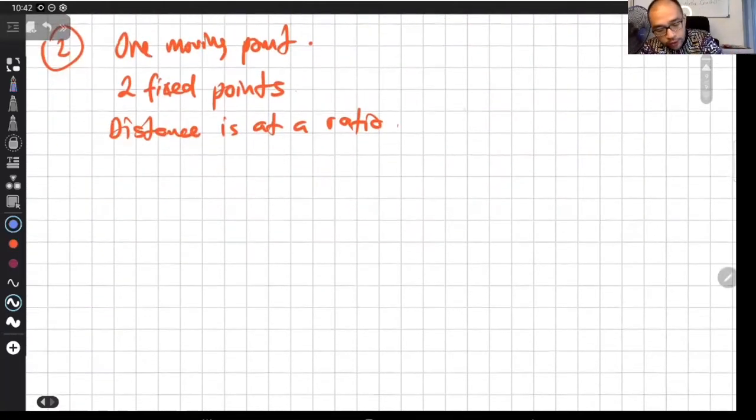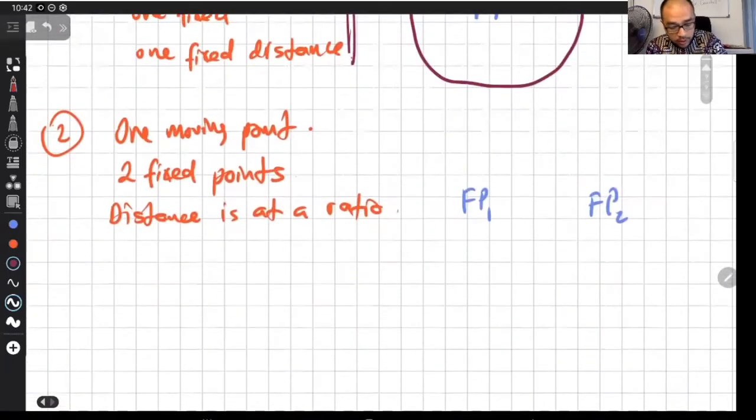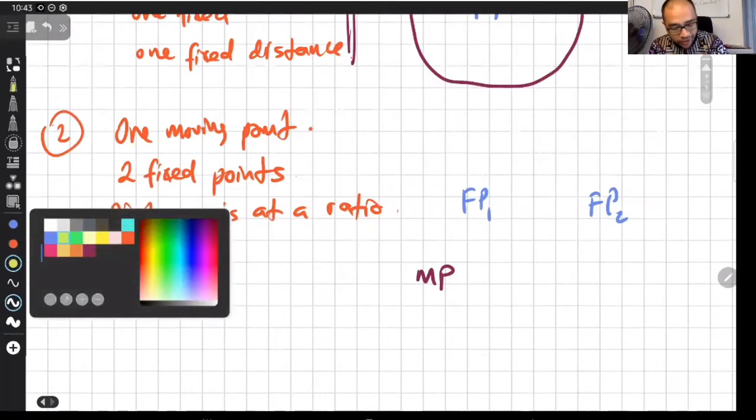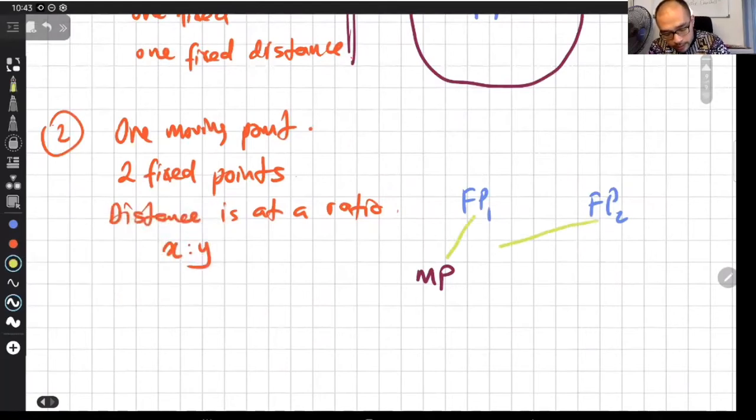What color is the fixed point? Blue. So 2 fixed points, fixed point 1, fixed point 2. And then there is a moving point. What color is the moving point? Red. Okay, moving point. The point always moves such that it is always at the ratio. I'm going to give the ratio x and y. So there are two distances between these, and as long as this moving point is moving, the two distances and the ratios are always maintained.